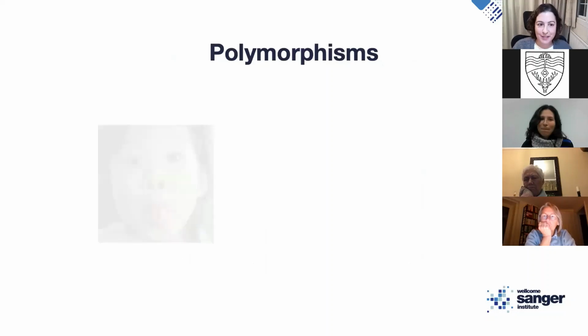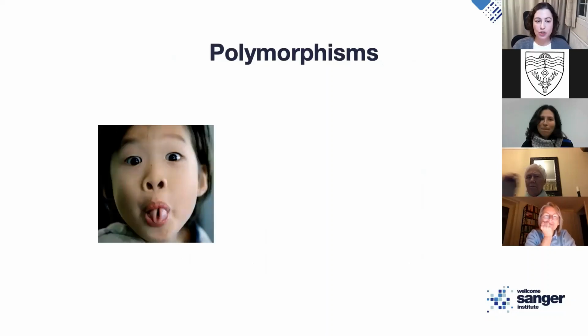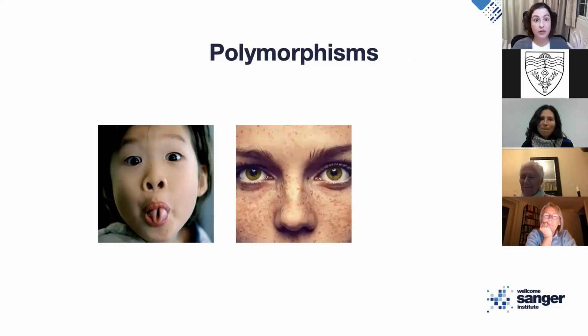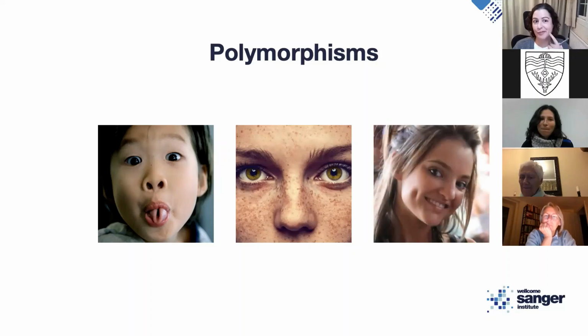So polymorphisms are behind most of the human diversity we can observe, the physical human diversity, from whether we are able to curve our tongue in that way, to whether we have freckles or not, or the color of our eyes. But they are also behind whether we have dimples or not when we smile, right?